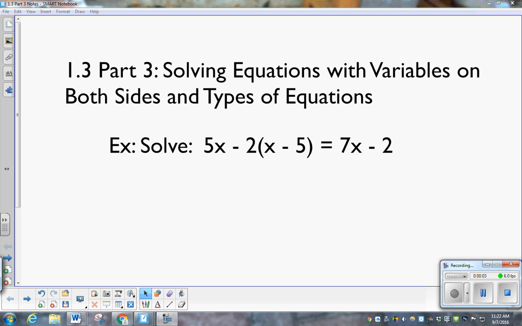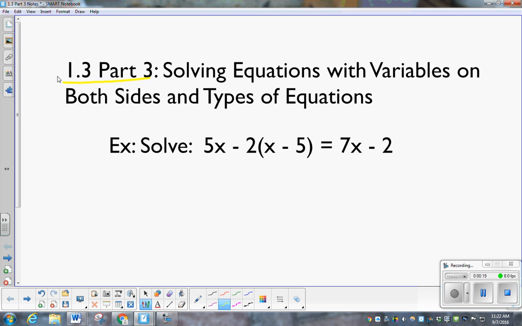These are the notes for 1.3 Part 3, which is solving equations with variables on both sides, and we're also going to talk about types of equations. If you write down 1.3 Part 3, that's enough, but you can write down the rest so that you can refer to these notes to know what they are on.